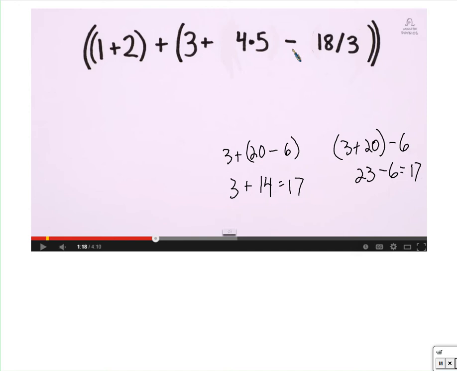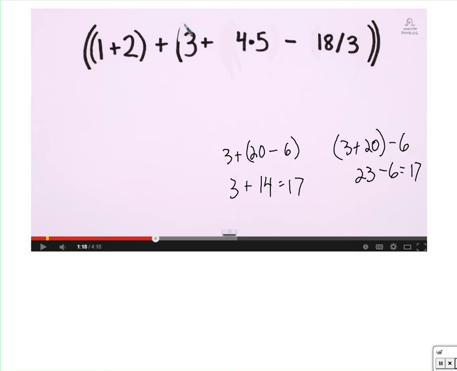Okay, well, now I have some parentheses plus some other parentheses. Whether I add 1 plus 2 and then add 3 and 20 and then subtract 6 and then take the result and add those together, or if I just start at 1, move to the right 2, move to the right 3, move to the right 20, move back 6, it's going to be the same thing. It's just, again, the associative property of addition.